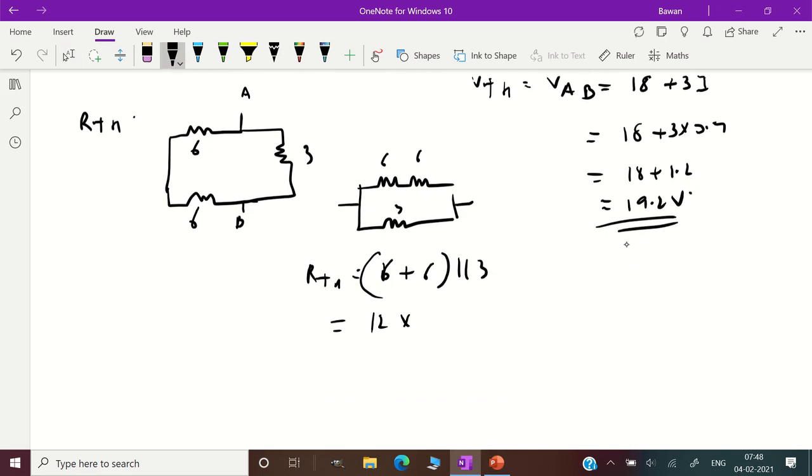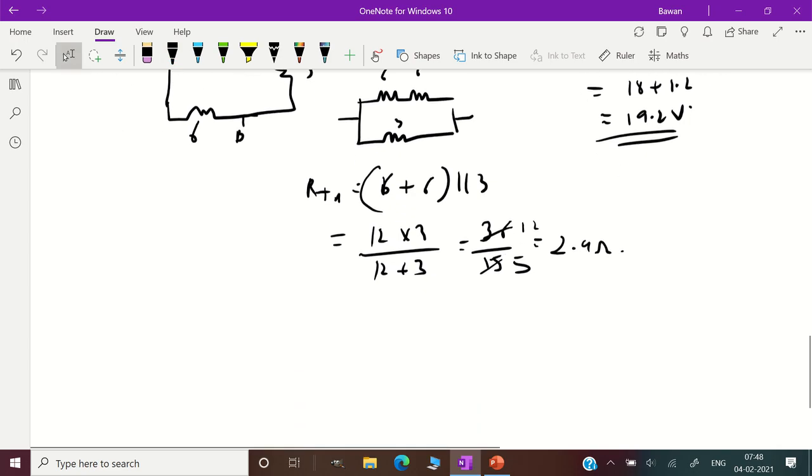So 12 into 3 by 12 plus 3 is equal to 36 by 15, which is approximately 2.4 ohms, right? So that is your RTH.